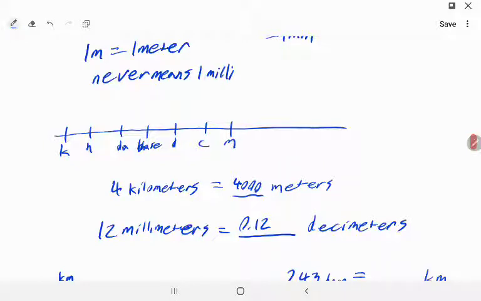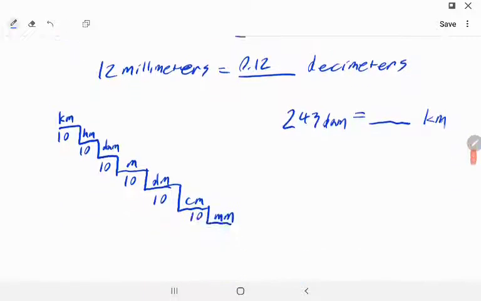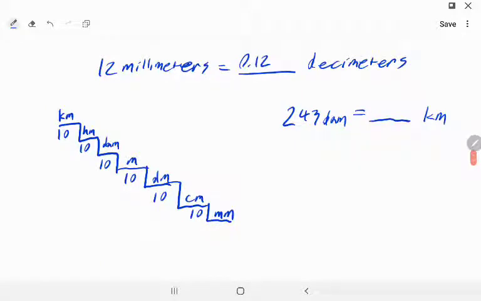If we had 12 millimeters, and we want to get decimeters, we just move 1, 2 to the left to get 0.12 decimeters. Alternatively, we could look at the staircase model, where we notice that going from kilo to hecto is a factor of 10. To get from kilo to hecto, we multiply by 10. To get from hecto to kilo, we divide by 10.